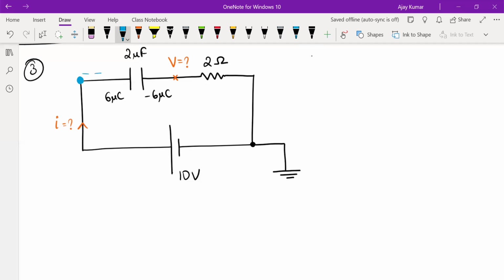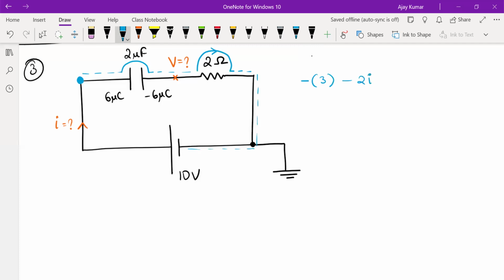Yeah, clockwise. How will you write potential change across this capacitor first? So it will be minus Q by C. So minus 6 by 2, it will be minus 3. Okay, minus 3. Fine. Continue moving, you will come across this resistor. How will you write potential change across this resistor? The potential change will be minus 2 into I. Okay, current is going in the same direction, so minus 2I.